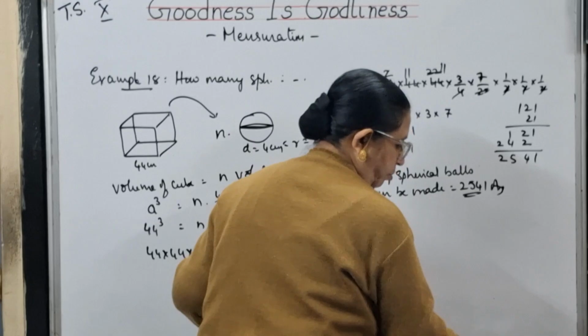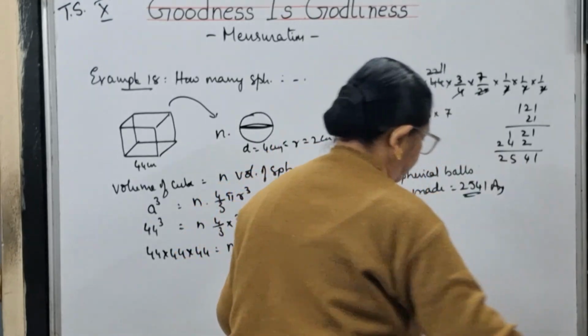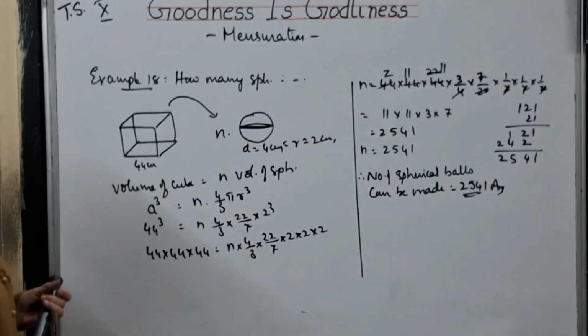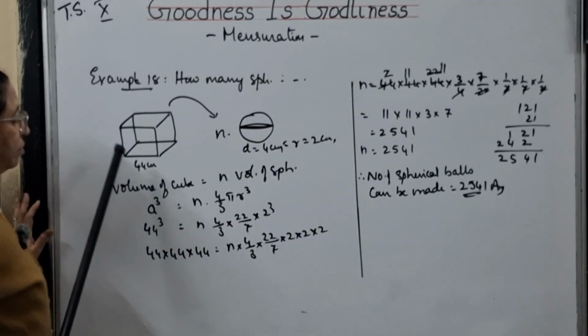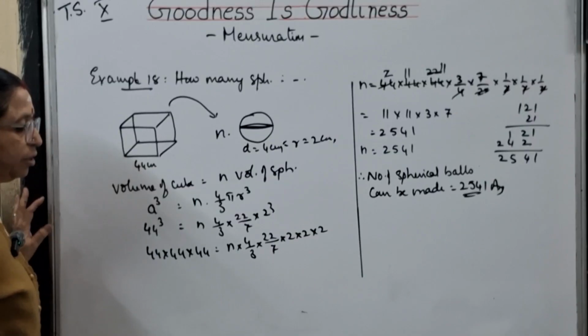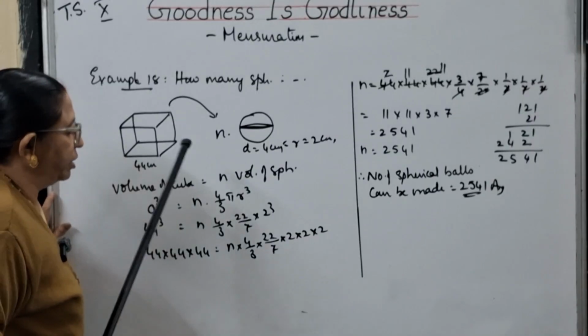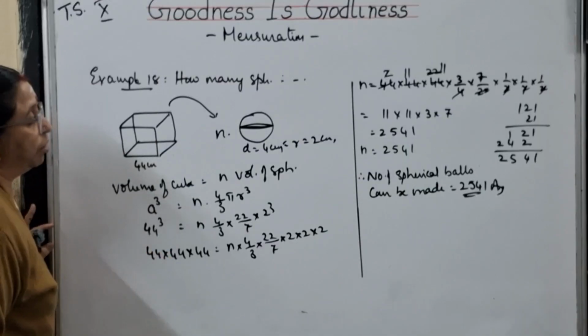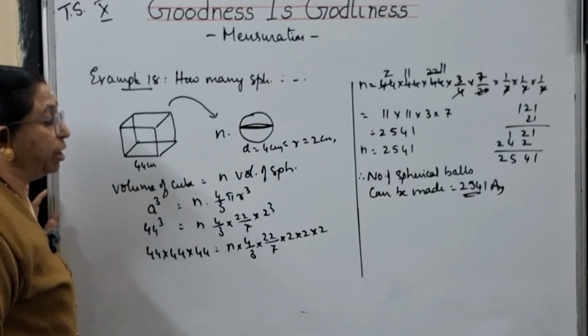2541 spherical balls can be made, children. This is the 18th example. The question is, there is a metal cube, and this metal cube is melted and made into balls. How many balls can be made?